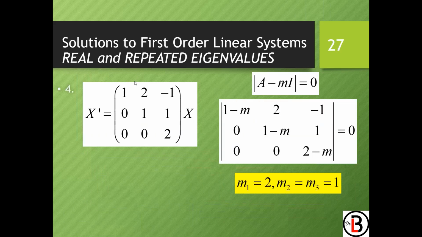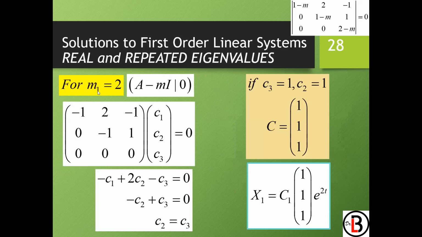Let's have another one here. 1, 2, -1, 0, 1, 1, 0, 0, 2. Okay. Now, solving for the roots of the auxiliary equation, you'll get 3 eigenvalues: 2, 1, 1. So again, you have a combination of case 1 and case 3. Okay. So with this, let's try.